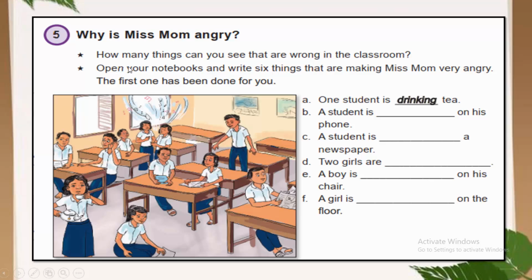And then number 5, why is Miss Mom angry? Because the students in her class do some things, so you can complete it by yourself. Think about the activity that they are doing that makes Miss Mom angry.